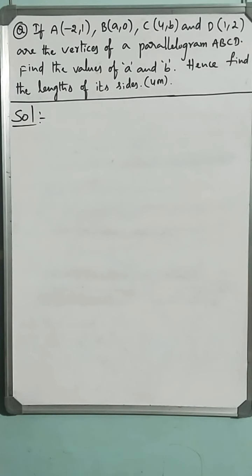Let us discuss a problem from the coordinate geometry. The question is, if A(-2, 1), B(a, 0), C(4, b) and D(1, 2) are the vertices of a parallelogram ABCD, find the values of a and b, hence find the lengths of its sides. Let us go to the solution.